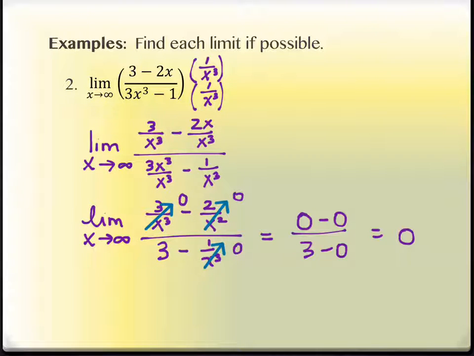So if I've totally flipped this fraction upside down and I had 3x cubed minus 1 over 3 minus 2x, I would have a limit of either infinity or negative infinity. That's what it would be. And what you would end up with down here at the end is 3 over 0. Because it's not 0 over 0, you didn't mess up. 3 over 0 is a legit possibility.